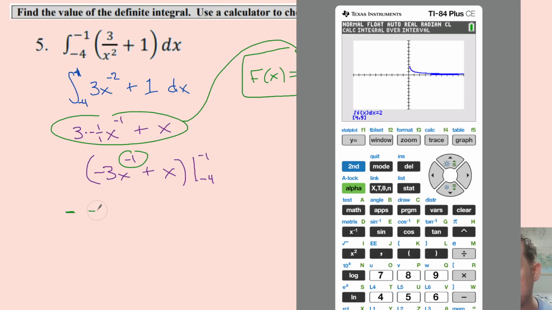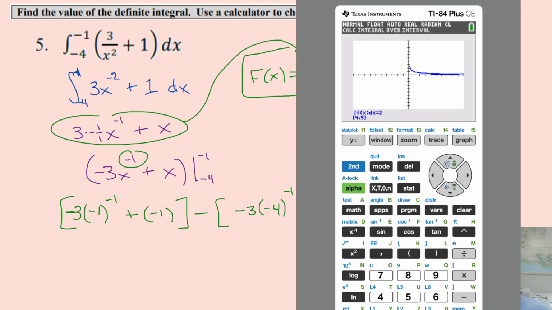But for over here, I'm looking at a negative 3, and we're going to plug in the upper limit of integration first. So it'll be negative 3 times negative 1 to the negative 1. Okay, then it's plus just negative 1. Then we plug in the negative 4 to get negative 3 times negative 4 to the negative 1 plus negative 4.